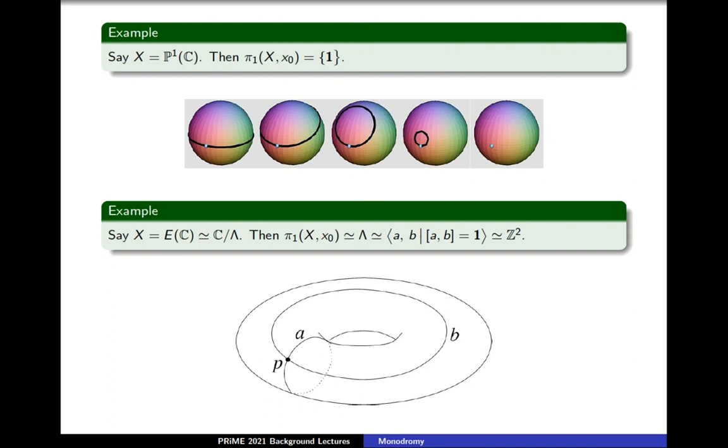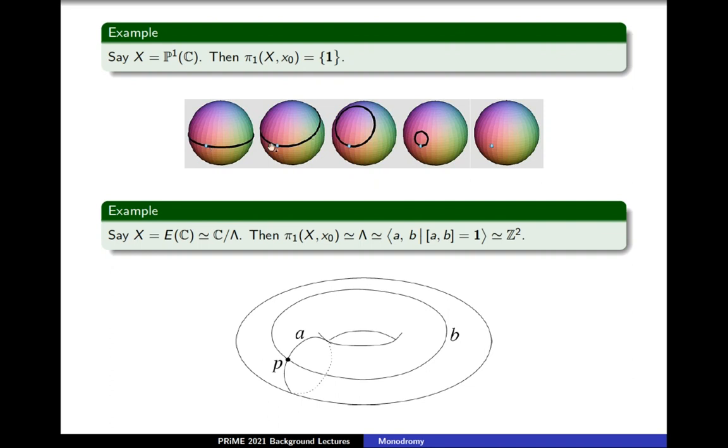Let's do some examples. First, take the case that X is P1 of C, the Riemann sphere. Let's consider the fundamental group of X based at x naught. In the picture, you see that we've drawn one loop around the sphere at the equator, and it's based at this point. Now we'll consider this loop up to homotopy, which means that we're allowed to continuously deform this loop. And that's what's illustrated.